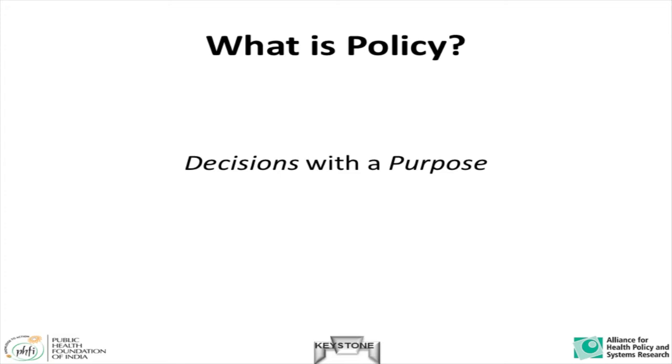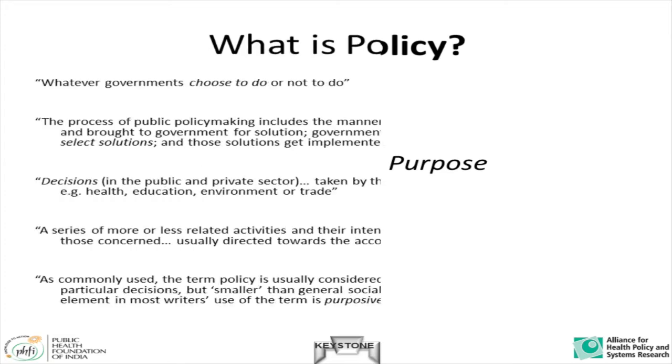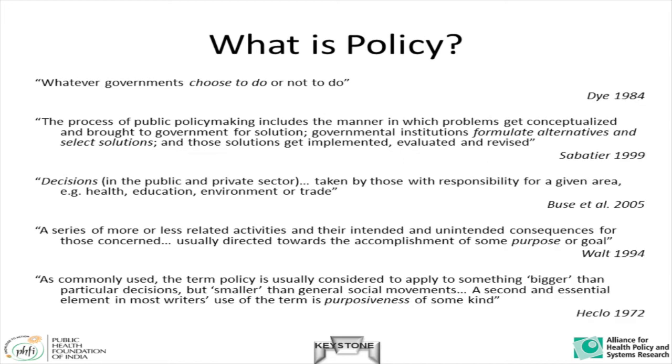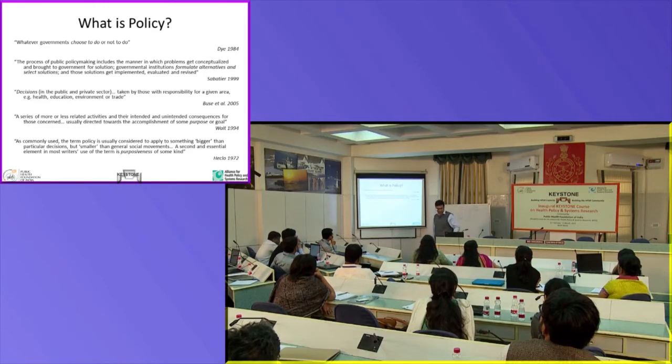So I'm just going to take you through a range of definitions and how some of these definitions give very different perspectives. The first two: what governments choose to do or not to do. Not doing something is also a policy decision frequently. The process of public policy making involves a manner in which problems get conceptualized and brought to government for solution. Governmental institutions formulate alternatives and select solutions, and those solutions get implemented, evaluated and revised. So this is a descriptive definition, and these are both referring to public policy making. So they place government at the center of that.